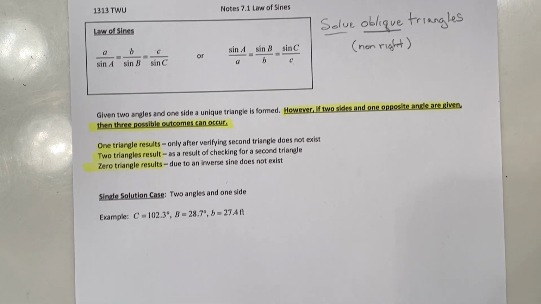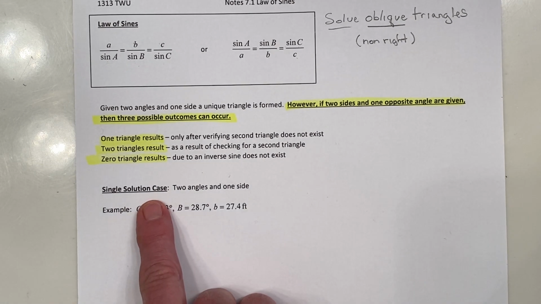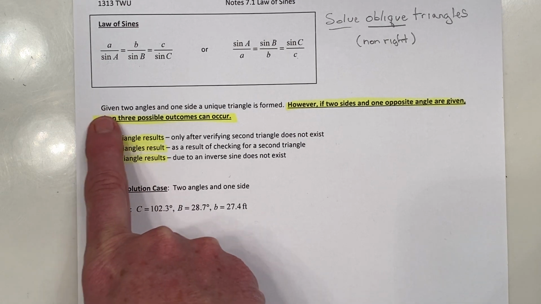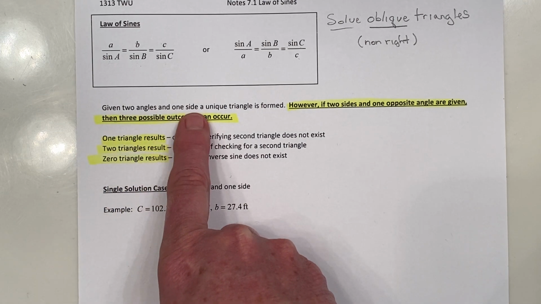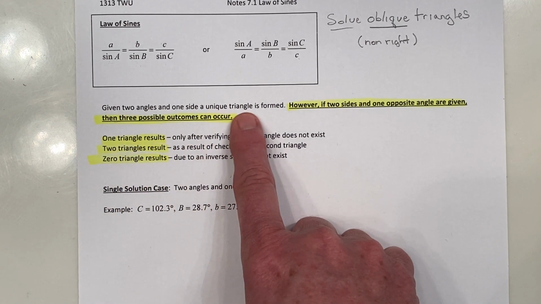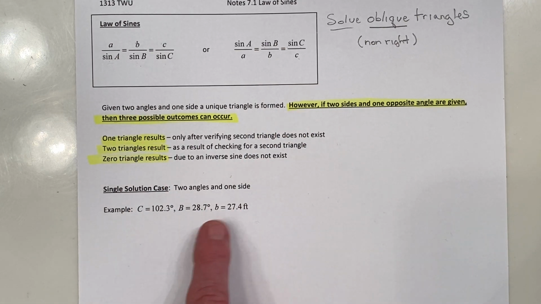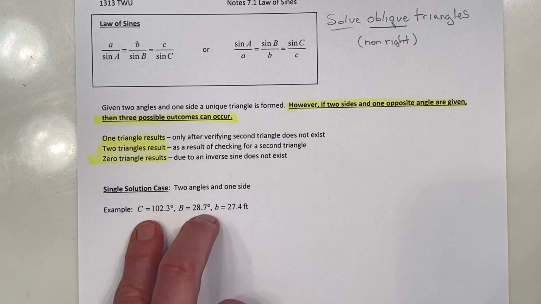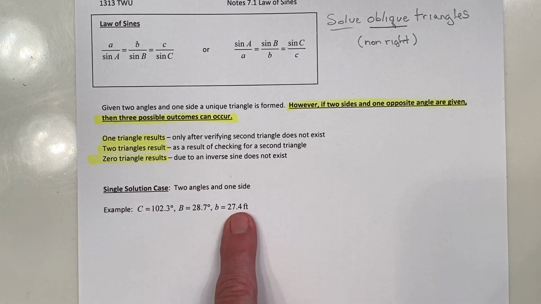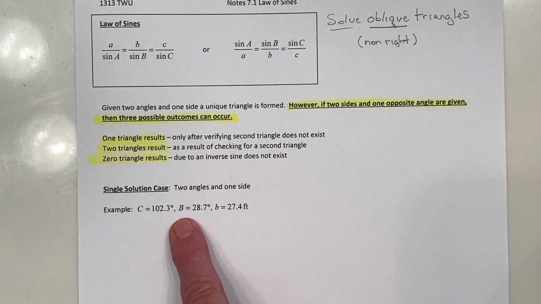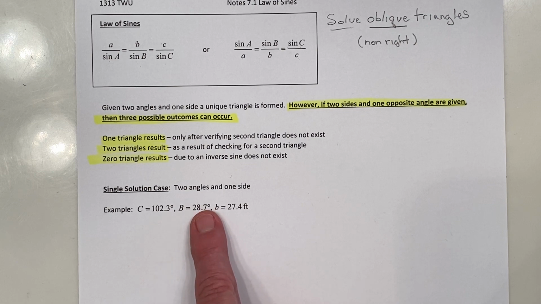Ready? So let's look at the single solution case. What does that mean? That's what's presented up here. Given two angles and one side, a unique oblique triangle is formed. So are they giving me two angles and a side or two sides and an angle? Well, they're giving me two angles, the uppercase letters, and one side that's across from one of these angles. So I'm only going to have one triangle that's formed.